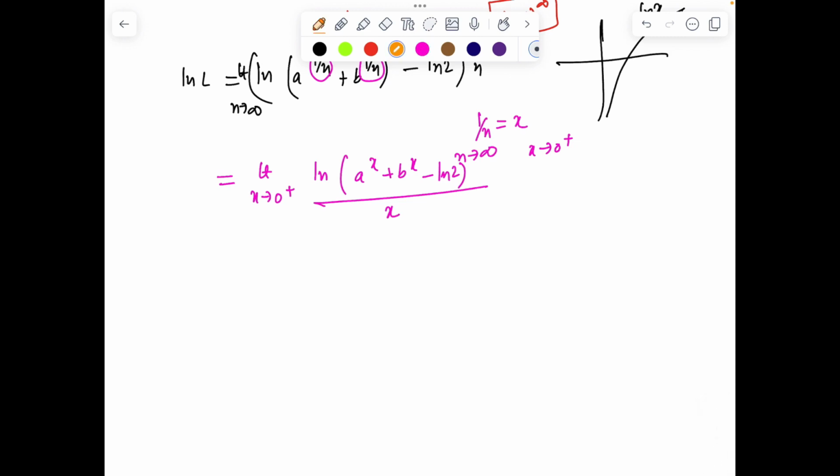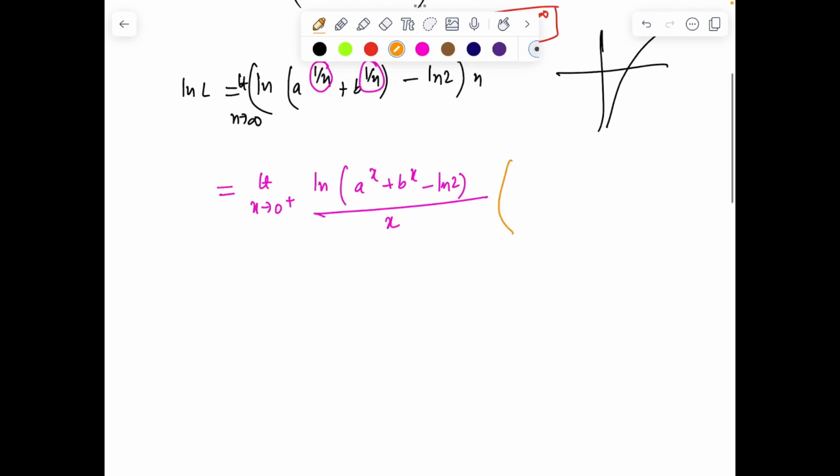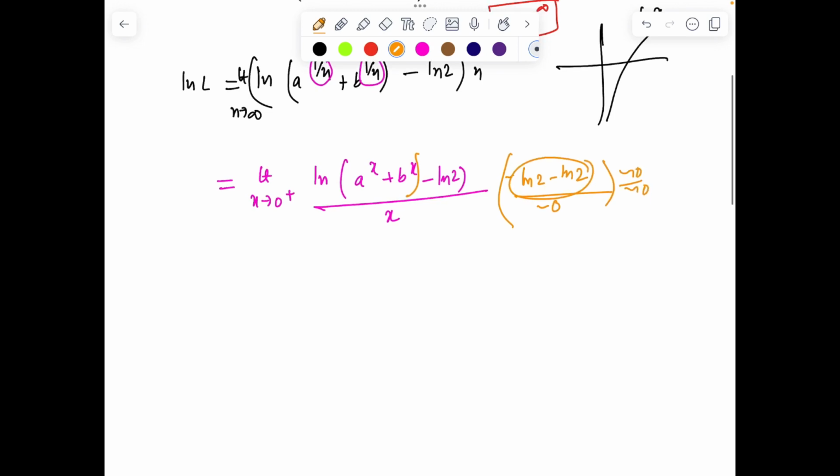Now here it's not very difficult because as you can see, when x is tending to 0, we have 1 plus 1. So ln 2 minus ln 2 divided by 0. In fact, all these are tending to 0, so we still have 0 by 0. So now what we are getting is, this is still an indeterminate form, so I'm ready to use L'Hopital's rule. So we'll differentiate with respect to the variable x.